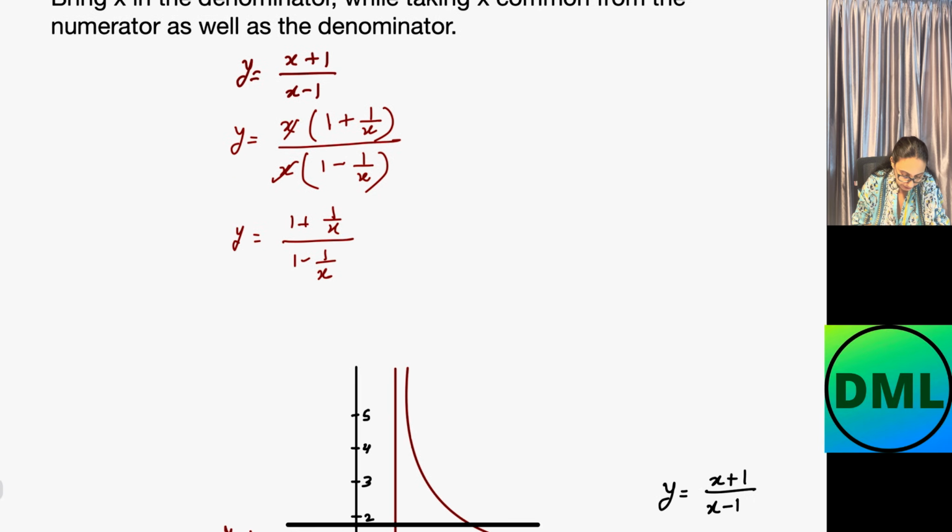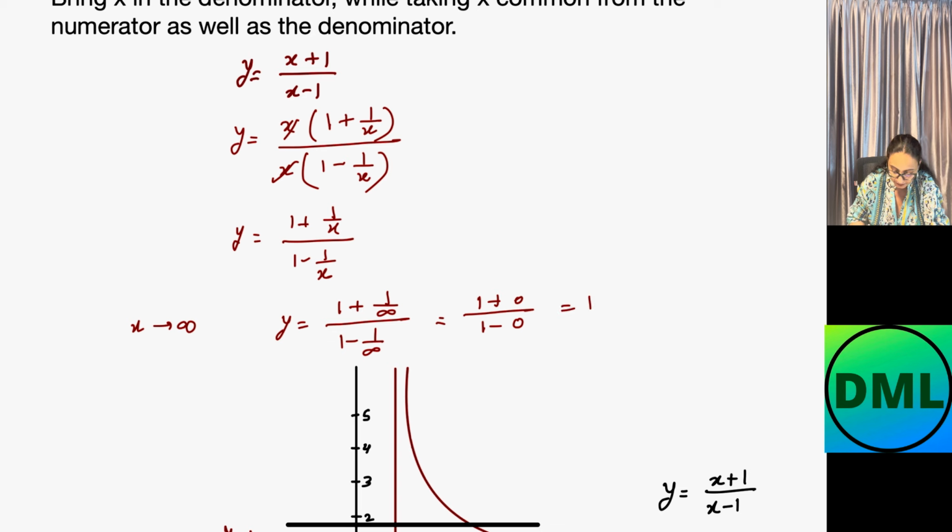I need to put x tends to infinity here. As soon as x tends to infinity, y is equal to 1 plus 1 over infinity over 1 minus 1 over infinity. This will be written as 1 plus 0 over 1 minus 0. This will be equal to 1. So this gives you that y is equal to 1 is the horizontal asymptote from the third method. So you can do with any method whatever you find easy for you.